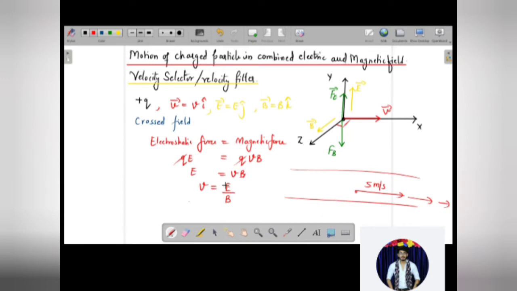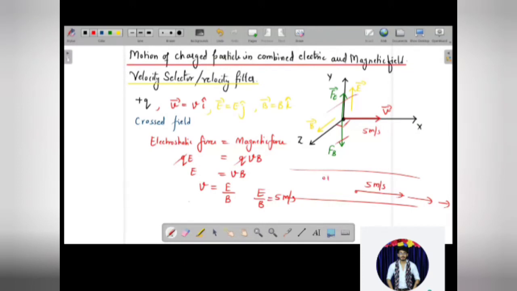You have to set the ratio of E upon B equal to 5 meters per second. So what will happen in that case? In that case, your electrostatic force will become equal to the magnetic force. They will cancel out each other, and that 5 meter per second velocity charged particle will straight away come outside.